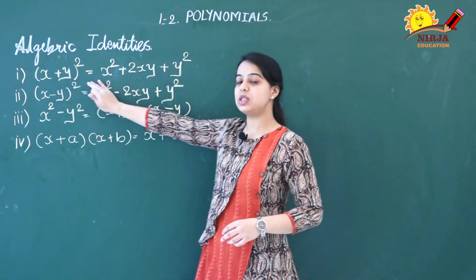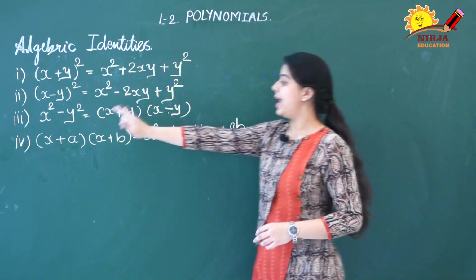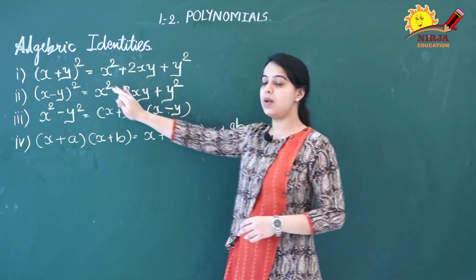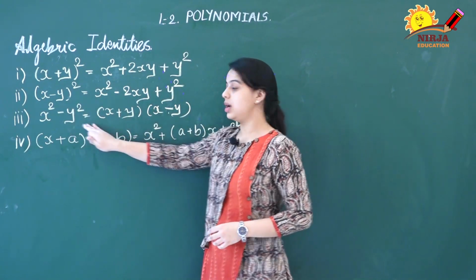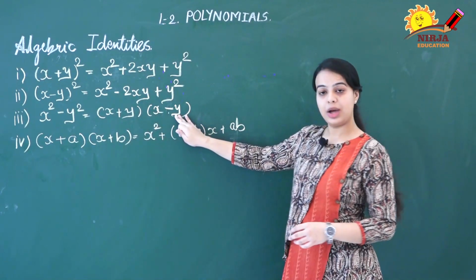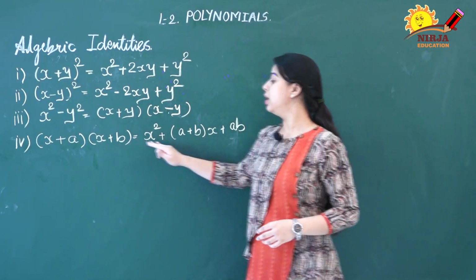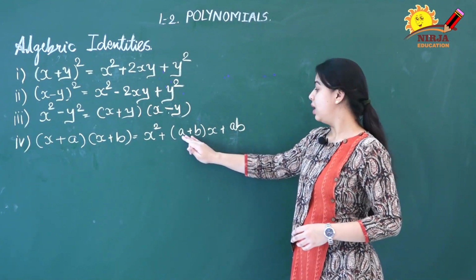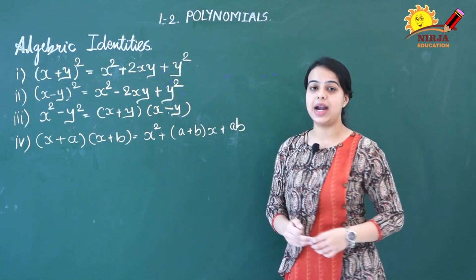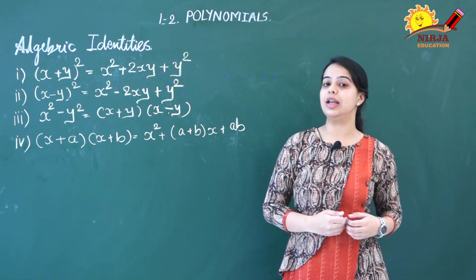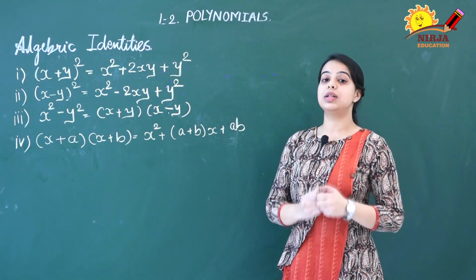First one is (x plus y) whole square is equal to x square plus 2xy plus y square. (x minus y) whole square is equal to x square minus 2xy plus y square. Another one is x square minus y square is equal to (x plus y) into (x minus y). And if you multiply (x plus a) and (x plus b), you get x square plus (a plus b) into x plus ab. So these are some of the identities which you have already studied in your previous classes, and by using these identities we are going to discover some more.